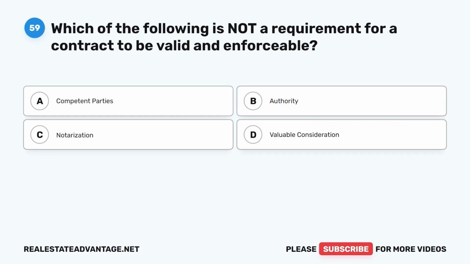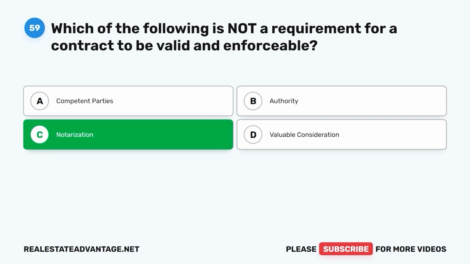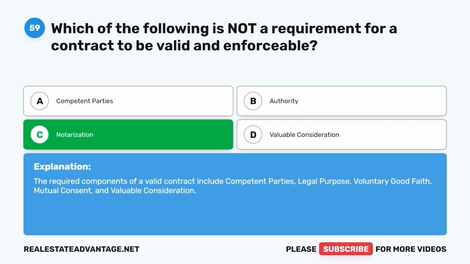Question 59. Which of the following is not a requirement for a contract to be valid and enforceable? A. Competent parties, B. Authority, C. Notarization, D. Valuable consideration. The correct answer is C. Notarization. The required components of a valid contract include competent parties, legal purpose, voluntary good faith, mutual consent, and valuable consideration.